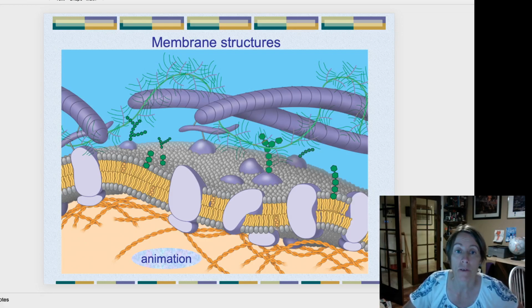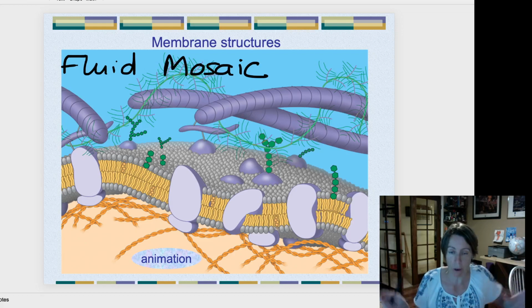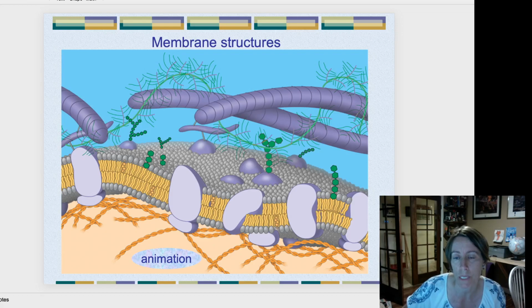The other term that we use is that we say the membrane is a fluid mosaic. Fluid mosaic. Now, what does that mean? Well, a mosaic is a picture that's made up of lots of little pieces all stuck together to build a bigger design, right? And fluid means, in science, kind of flexible or movable. So a fluid mosaic describes something that's made up of lots of individual pieces, but it's not fixed in place. All those pieces are kind of moving around.